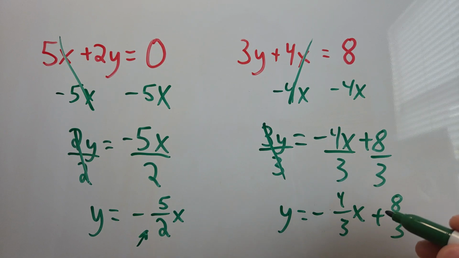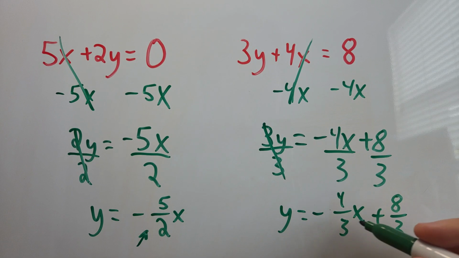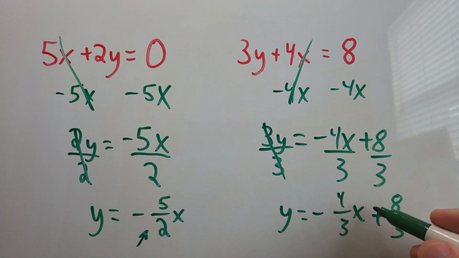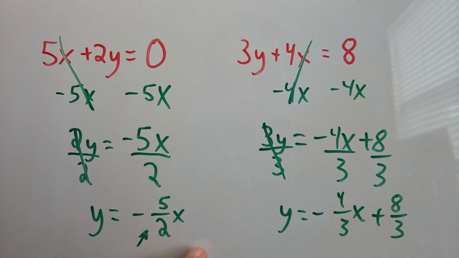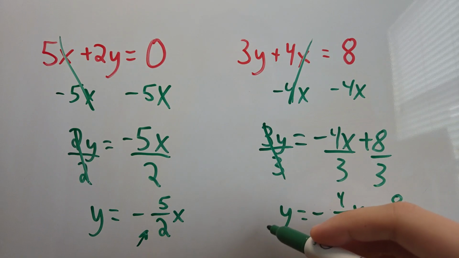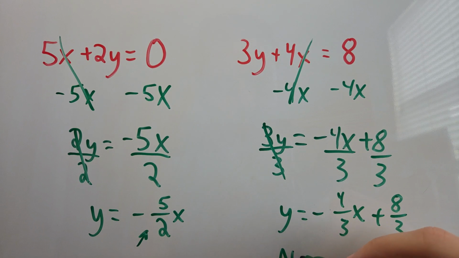This equation cannot be written in that direct variation form, so it is not a direct variation. You can't have any additional terms paired with this in order for it to be a direct variation. It must only be just the one variable, the constant of variation, and no additional terms. So this one is not a direct variation.